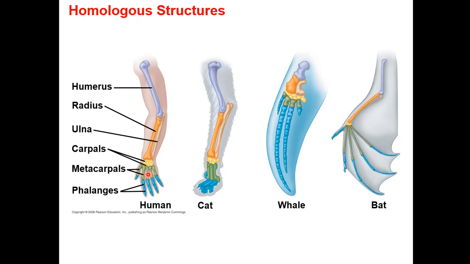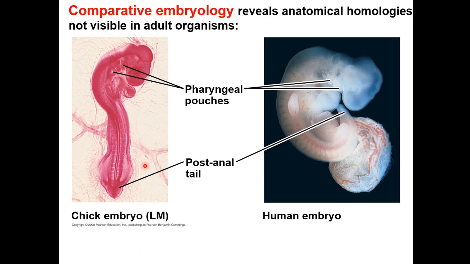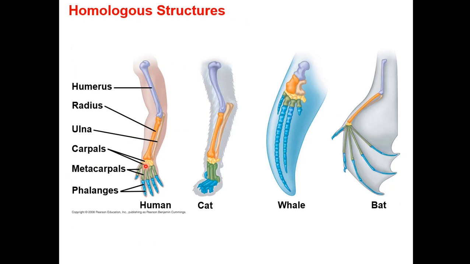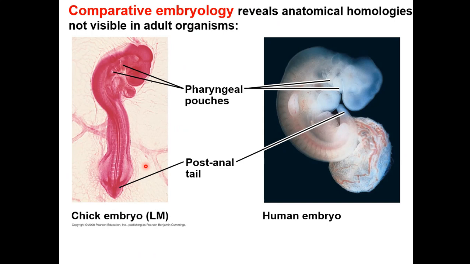Yan. So, you call this homologous structures. Human, cat, whale, and bat are homologous in structure. Now, comparative embryology naman. If kanina it was comparative anatomy, this time it is comparative embryology. It reveals anatomical homologies not visible in adult organisms, because in embryology, they look at the embryo.